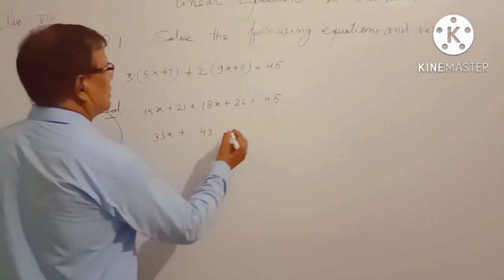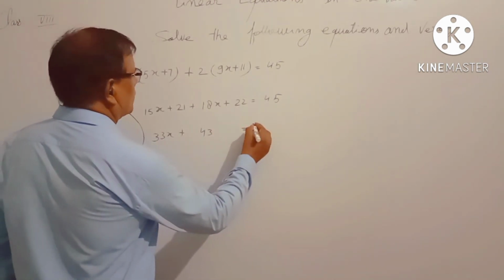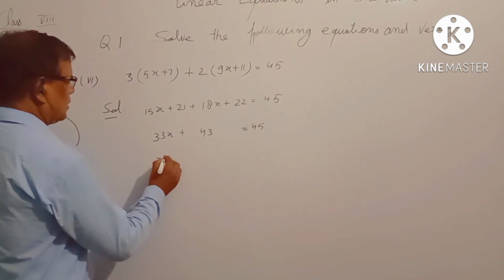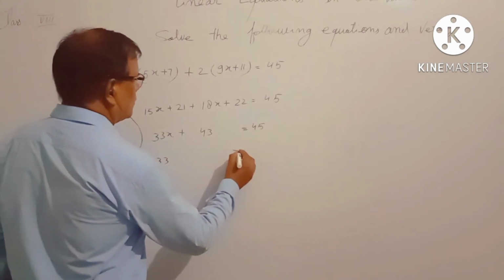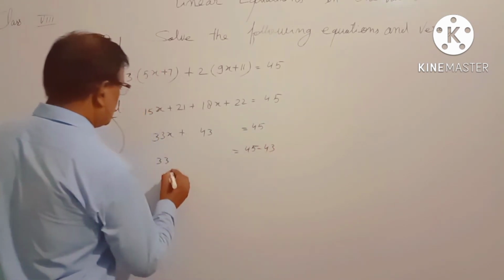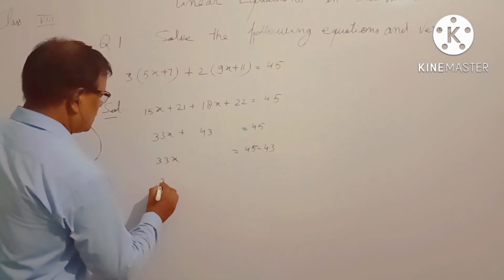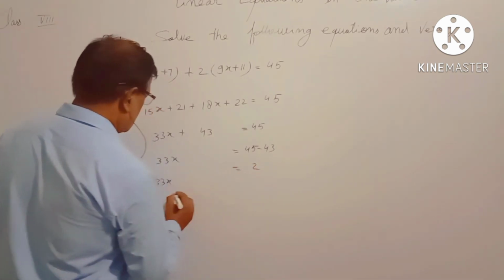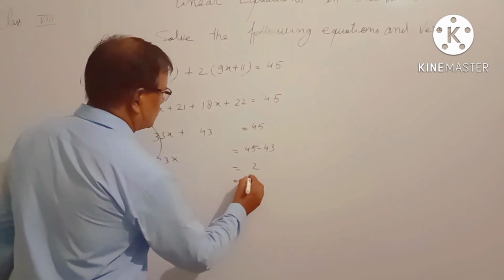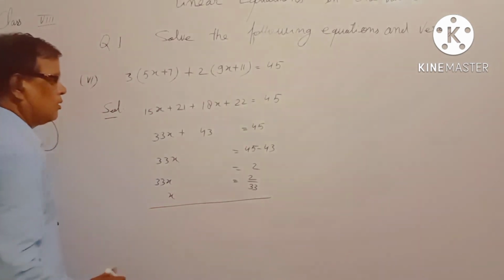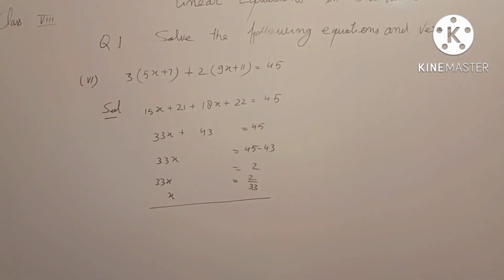Now it is 21 and 22, it will be 43. Now 43 equal to 45. Now we transpose it. 33x equal to 45 minus 43. Now 33x equal to 2. Now x equal to 2 by 33. Now we have found out the value of x. Now we are going to verify it. Solve the question number 7.